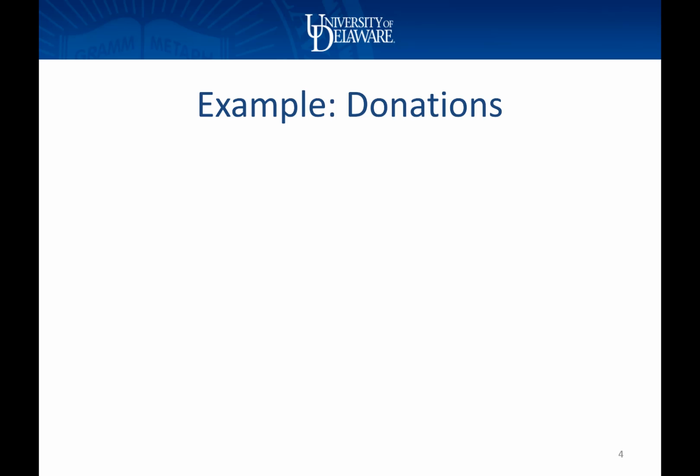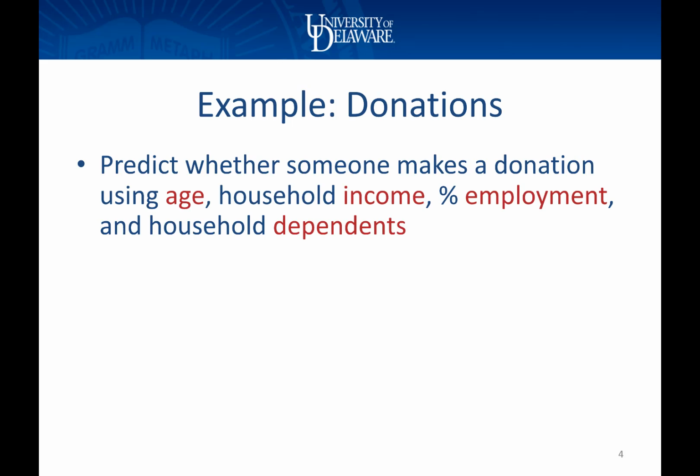To illustrate the assumptions and requirements of logistic regression, we're going to use the example donations. This is from the nonprofit.csv dataset. We're going to predict whether someone makes a donation, and to do that, we're going to use their age, their household income, their percent employment, so if you're fully employed 40 hours a week, that would be 100%, and the number of household dependents they have.